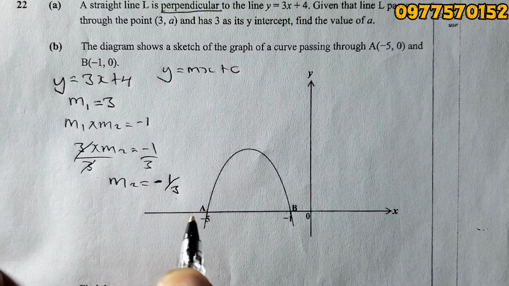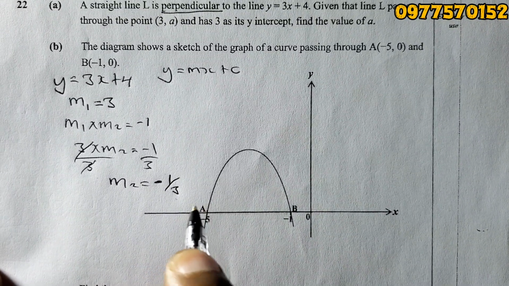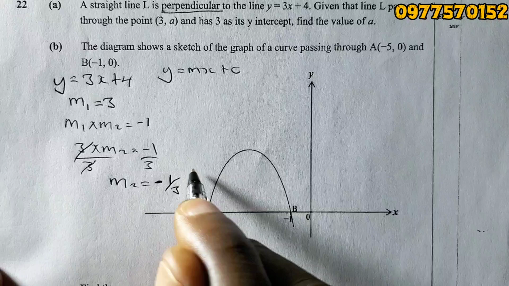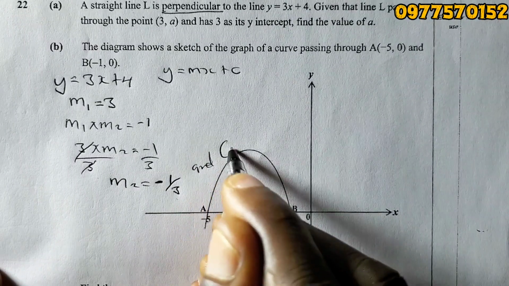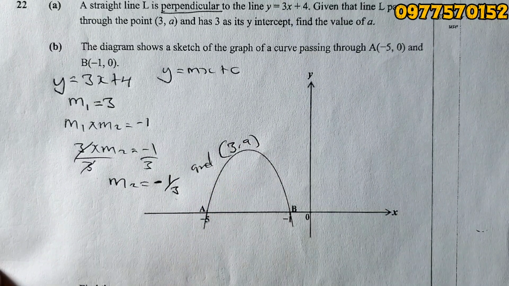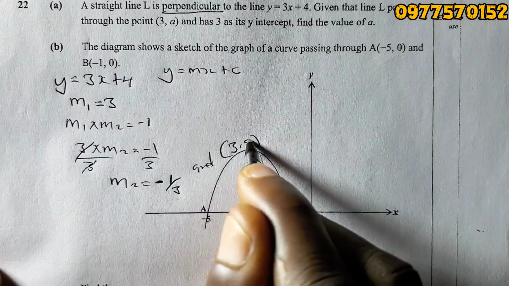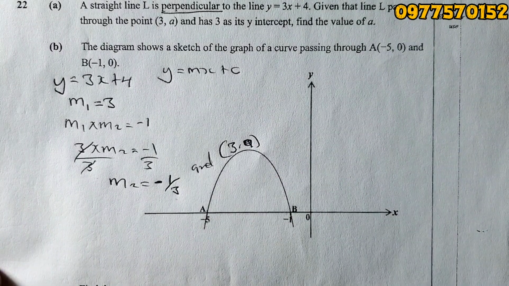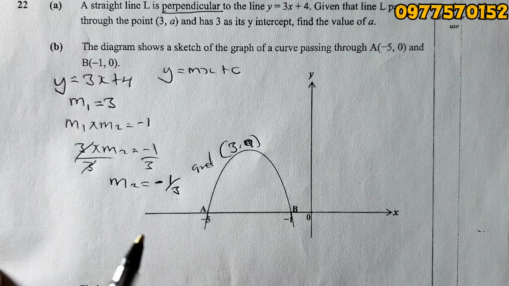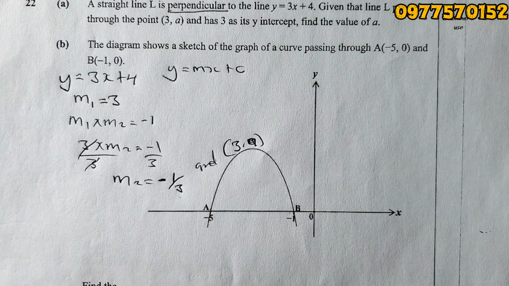Now you should ask yourself, do you have a point? Yes, we have the point here, which is (3, A). Now we're not asked to find the equation of the line. We are asked to find the value of A. So this is exactly what we're going to do.